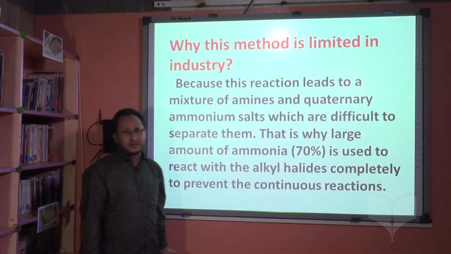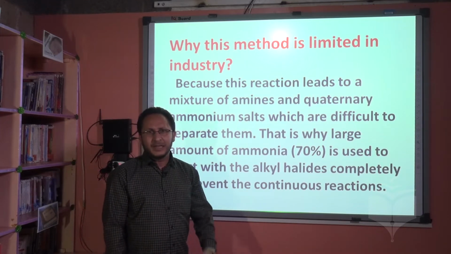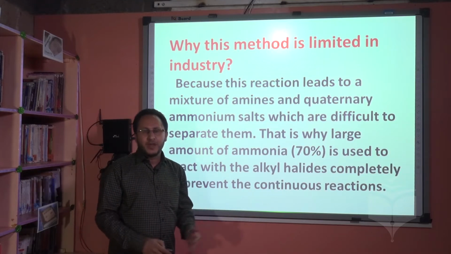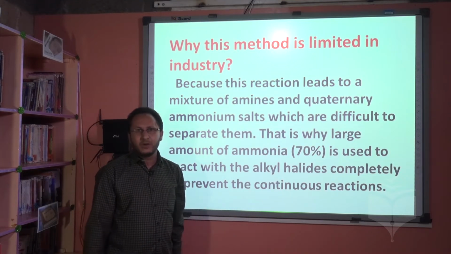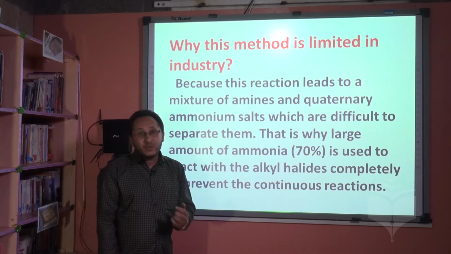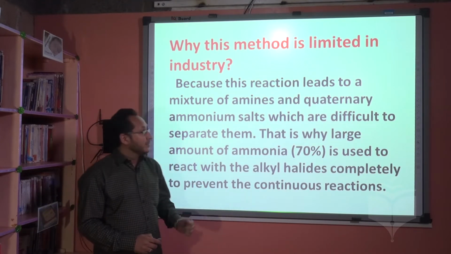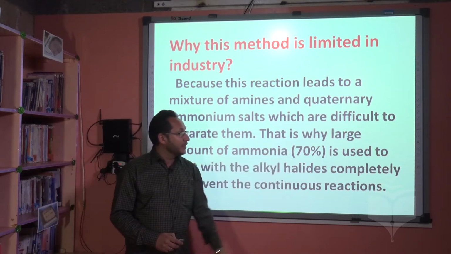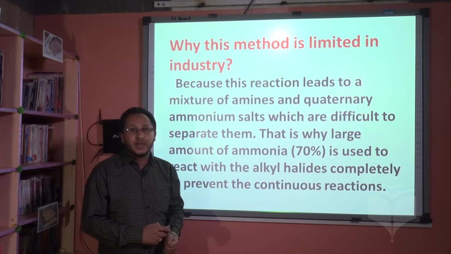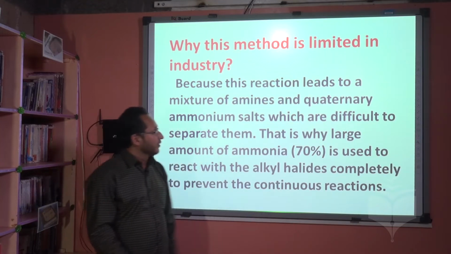But this method is limited in industry. Why? Because it leads to production of a mixture of amines and quaternary salts, which are difficult to separate. That's why we add a large amount of ammonia, maybe 70%. Why? To react completely with the alkyl halide and stop the continuous reaction.